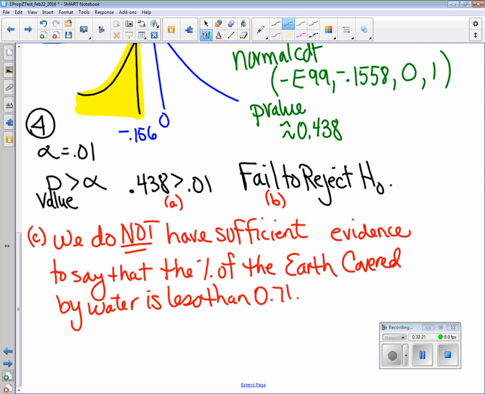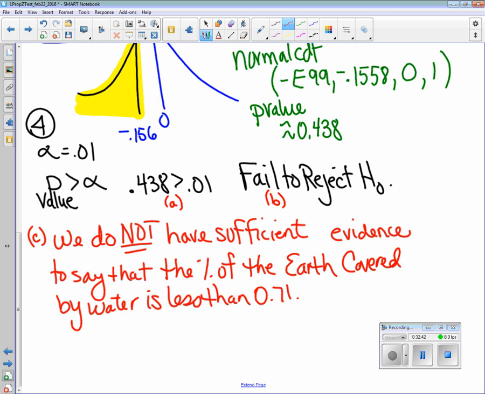We tried, but the data we collected was just too close to it. It wasn't far enough away. Believe it or not, my block 2 had 60%. They had 0.6 as their p-hat, and it still wasn't far enough away to reject. Okay?